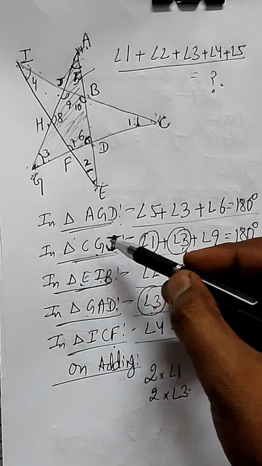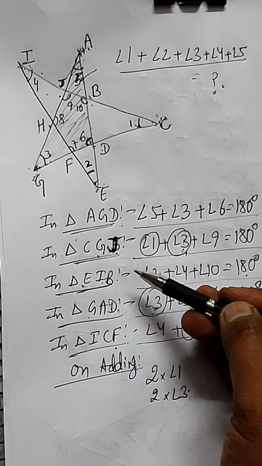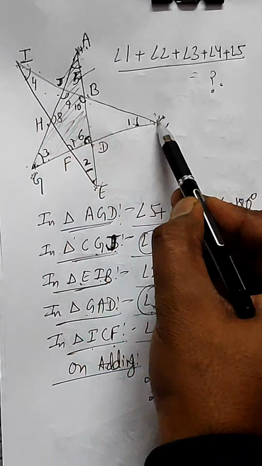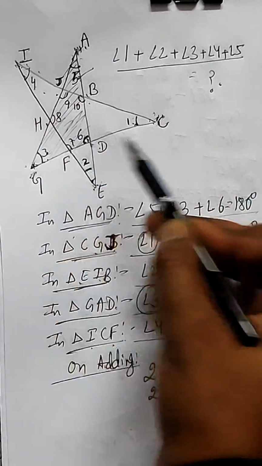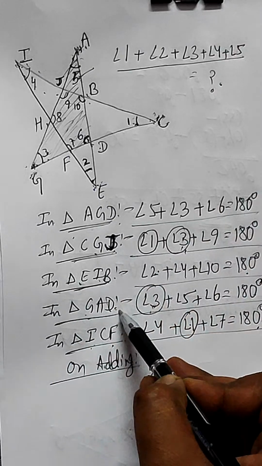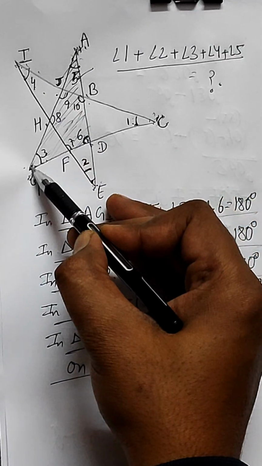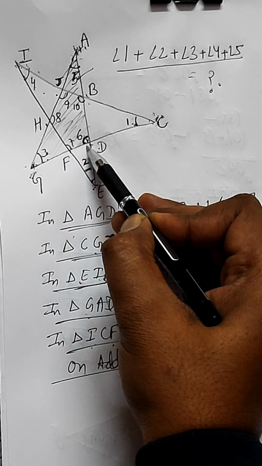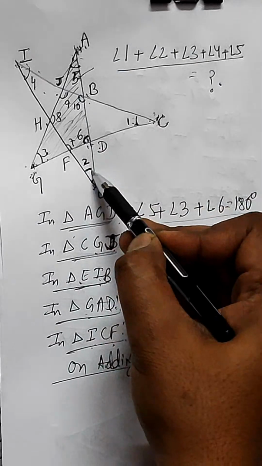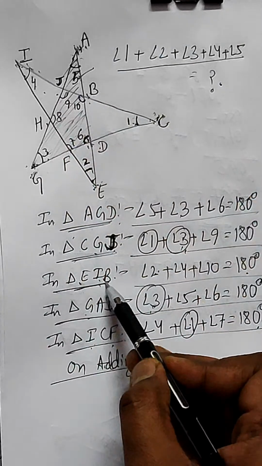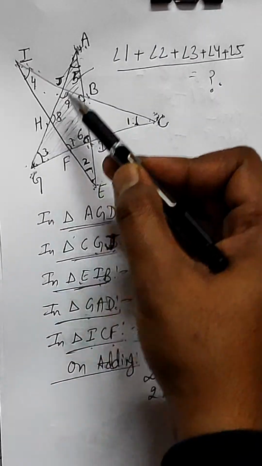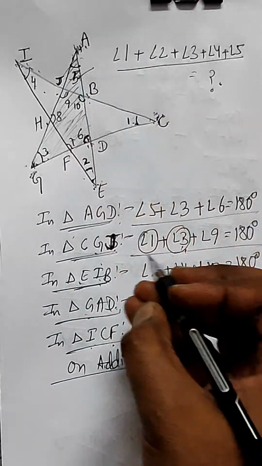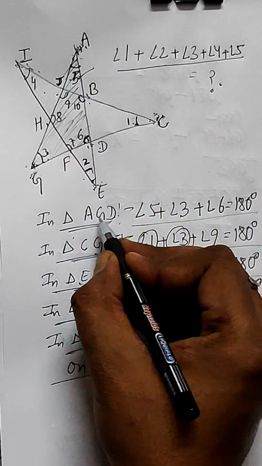We have taken the sequence. Just check whether we have taken the proper sequence of these triangles or not. You can see ICF, right? Now triangle GAD, right? Now triangle EIB, perfect. In triangle CGJ, perfect. Now AEH, it should not be AGD, it should be AEH.